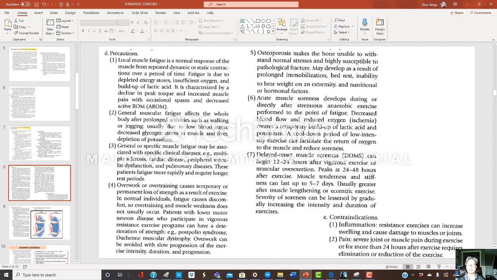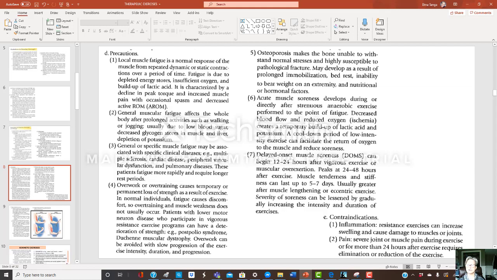Acute muscle soreness develops during and directly after strenuous anaerobic exercise performed to the point of fatigue. Decreased blood flow and reduced oxygen, ischemia, creates a temporary buildup of lactic acid and potassium. A cool-down period of low-intensity exercise can facilitate the return of the oxygen to the muscle and reduce soreness.